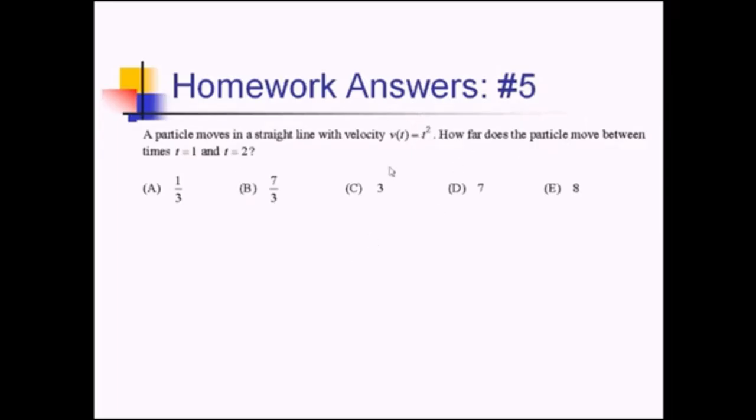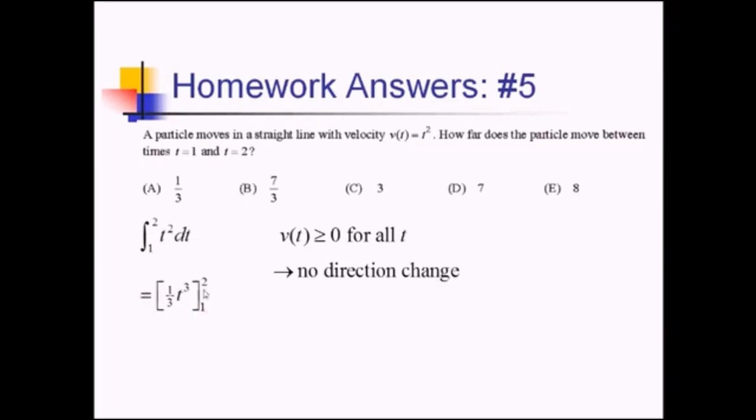t squared is positive for all t values. So since our velocity is always, or at least it's always at least 0, right? It's non-negative. This means there are no direction changes, and we can just take the integral of velocity from 1 to 2 without any other kind of changes. So going ahead and doing that, antiderivative, I've got 1/3 t cubed, evaluated from 1 to 2. So we have 1/3 2 cubed minus 1/3 1 cubed. This is going to be 8/3 minus 1/3, which is 7/3, giving us choice B.